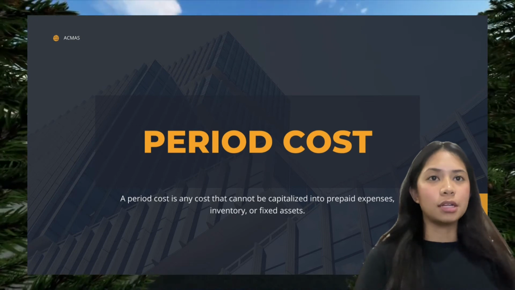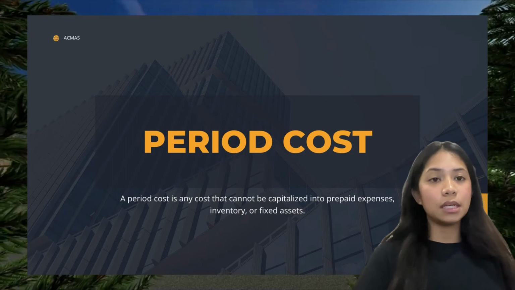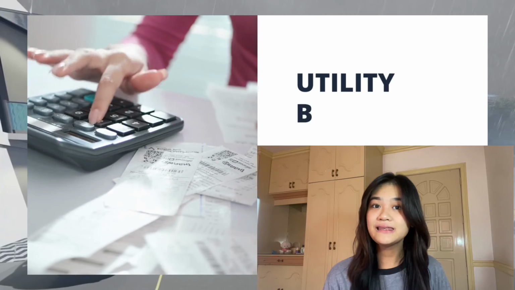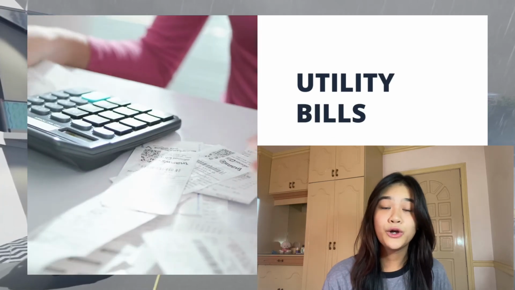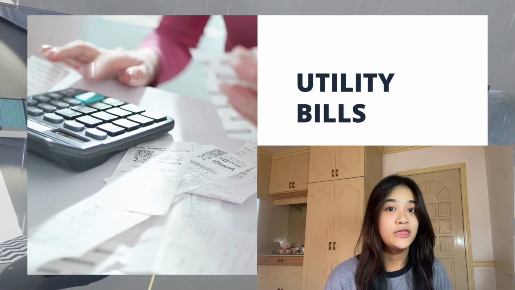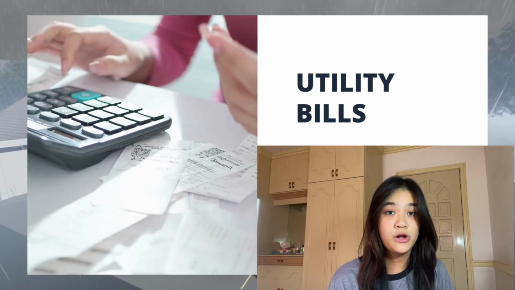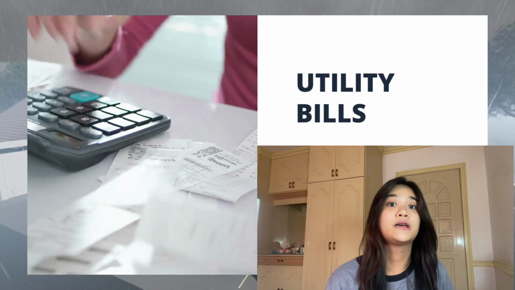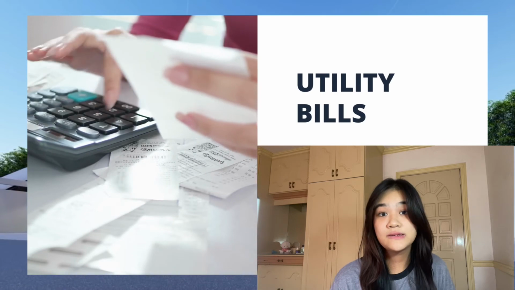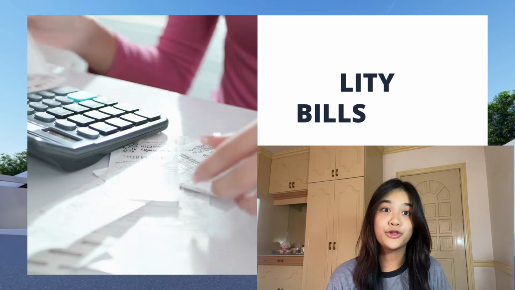Next, we have the period cost. A period cost is any cost that cannot be capitalized into prepaid expenses, inventory, or fixed assets. Just like for any business, utilities are one of the expenses. For ours, we have water and electricity. This is considered a period cost since it is not directly tied to the production process, and a mixed cost since the company must pay a minimum amount regardless of its output, which is a fixed cost, and then pay an additional variable charge for any usage over the base amount.